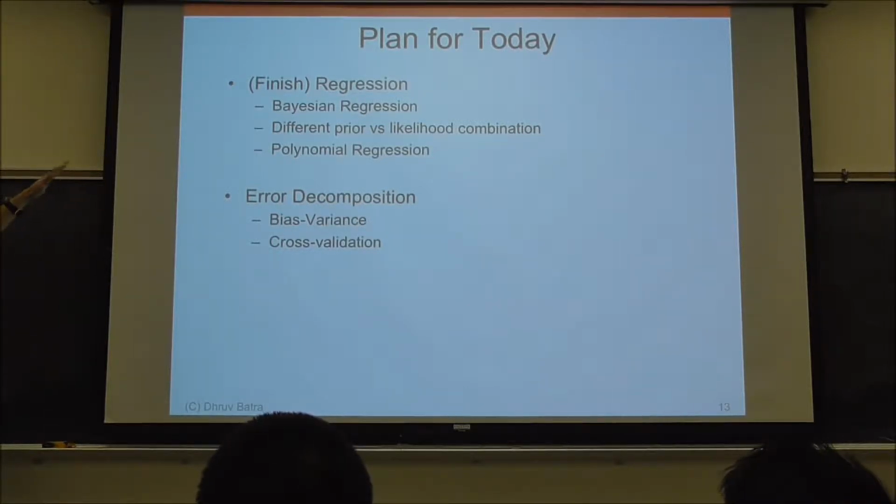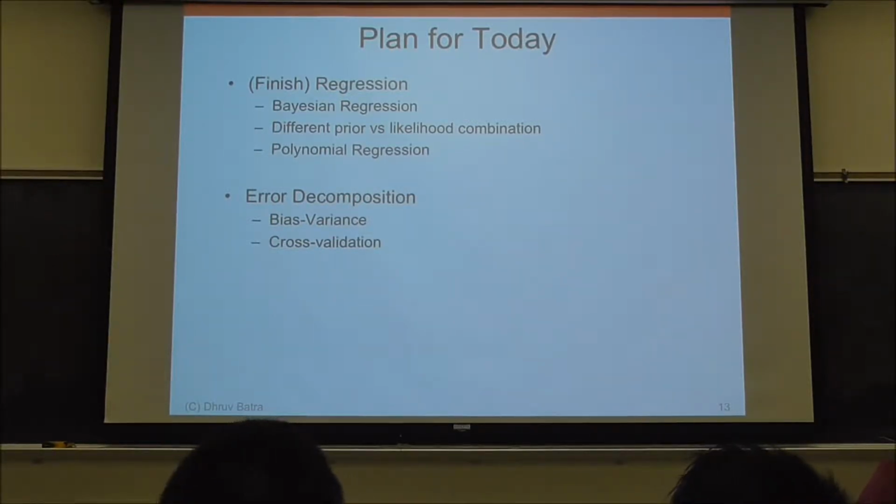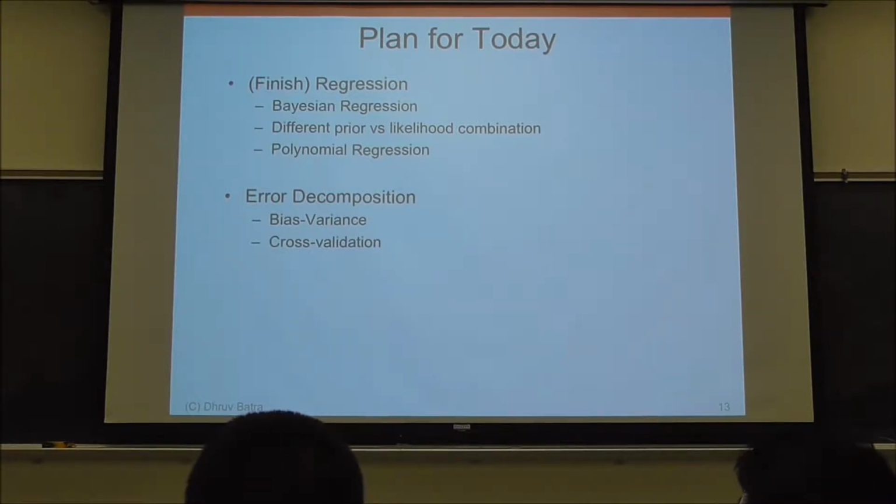And what happens to the right side? What happens to the loss view of things when you put a prior? That's what we'll look at today. We'll also do polynomial regression and talk about error decomposition and model selection. Okay? So let's do that.